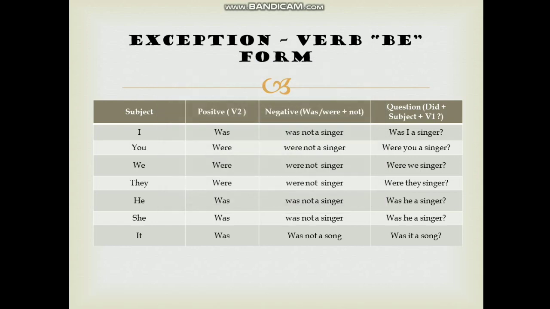Here is an example. If you choose they: they were singers. And if you would like to make a negative form, we only add not after the to be: they were not singers. Were they singers? Like that. Here is the last part of the slide, and after this we move to the example session.